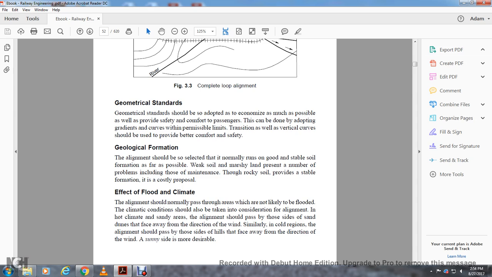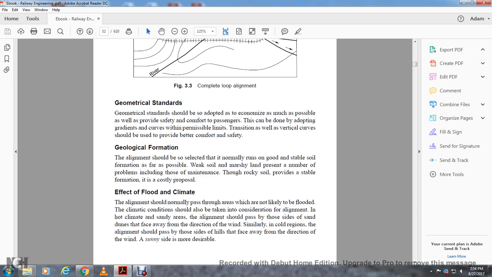Geological formation. The alignment should be selected so that it normally runs on good and stable soil formation as far as possible. Weak soil and marshy land present a number of problems, including those of maintenance. Though rocky soil provides a stable formation, it is a costly proposal.